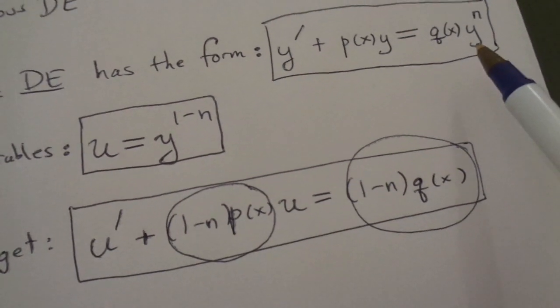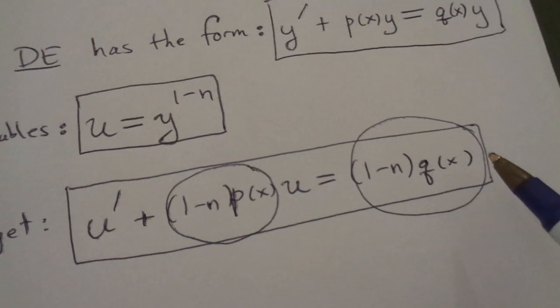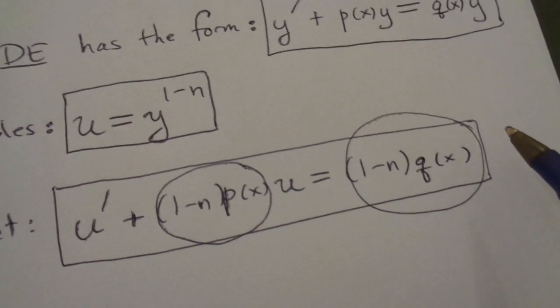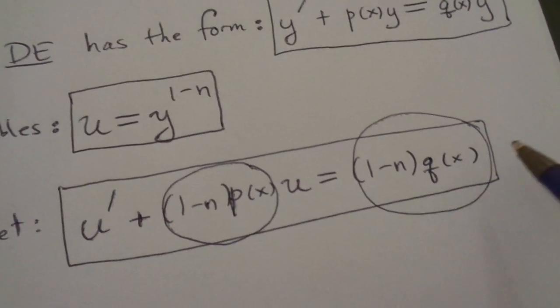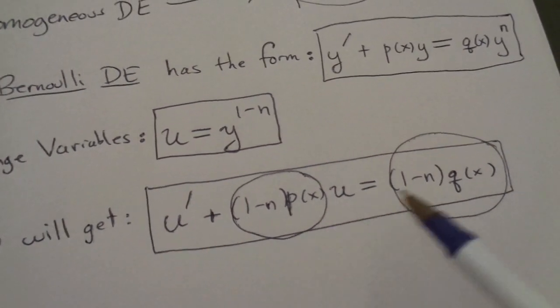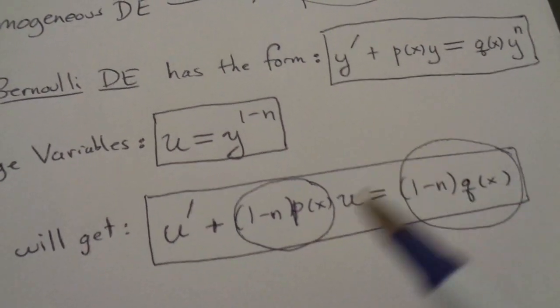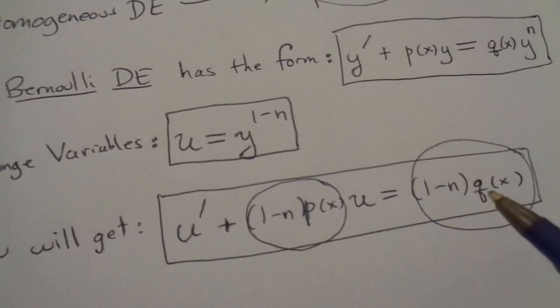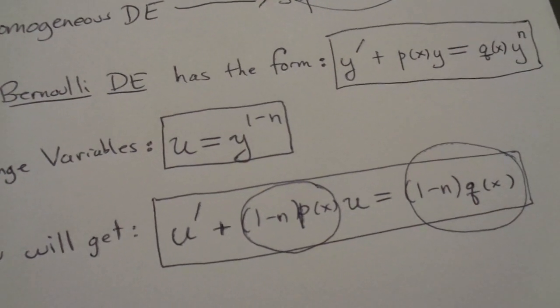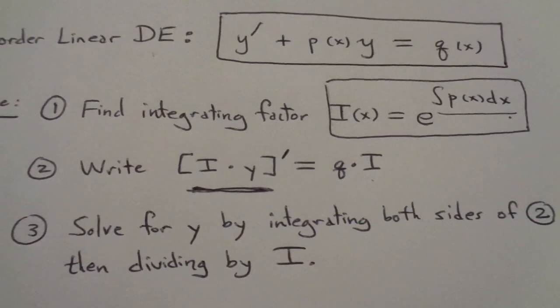Notice that the y to the n is now gone down here. We do not have u to the n or u to any power whatsoever. That's why this equation is a lot nicer than the original Bernoulli equation. This one we can solve very easily by simply using the procedure for solving a linear differential equation that we just reviewed a few minutes ago.